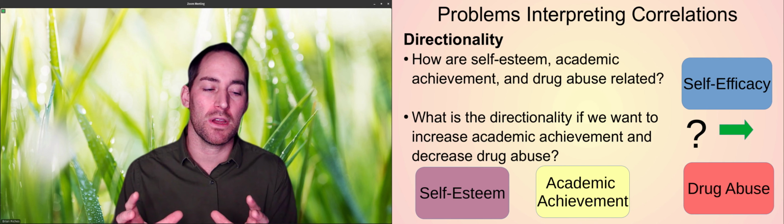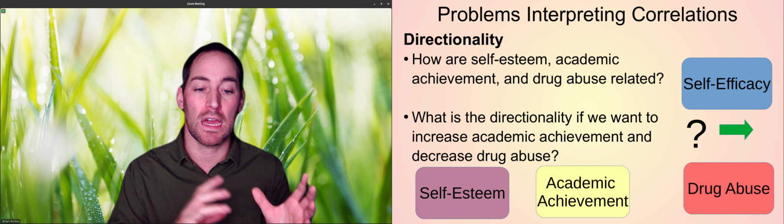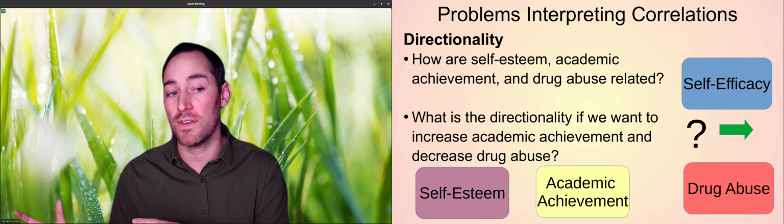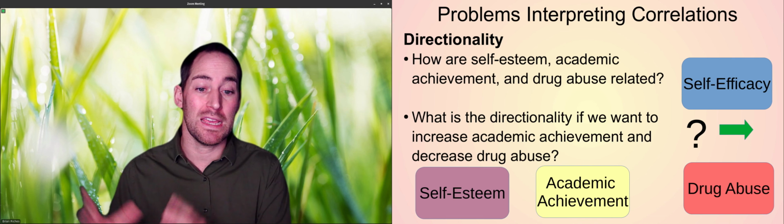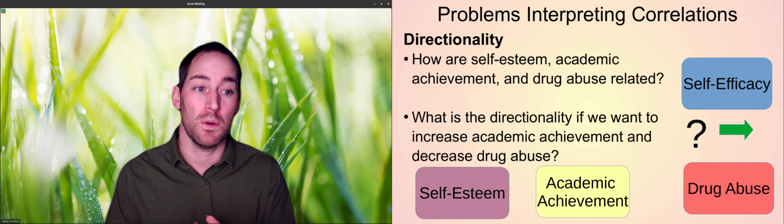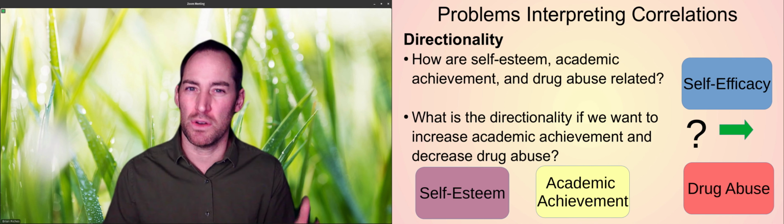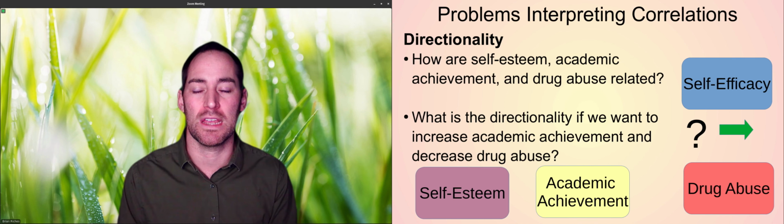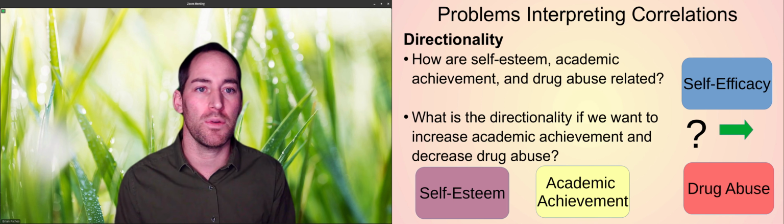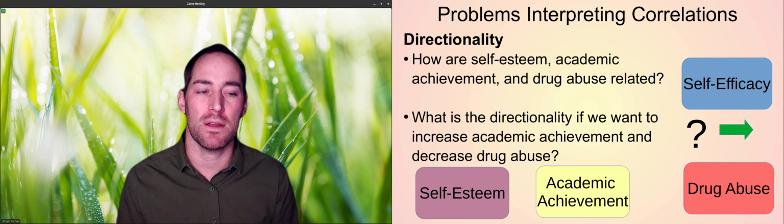Does academic achievement cause a change in drug abuse? Does academic achievement cause a change in self-esteem? Does increasing self-esteem then increase academic achievement, which then increases self-efficacy? So there's a lot of ways you could put these four variables together. So in your own notes, just on some page, write down, how do you think these are related to one another?